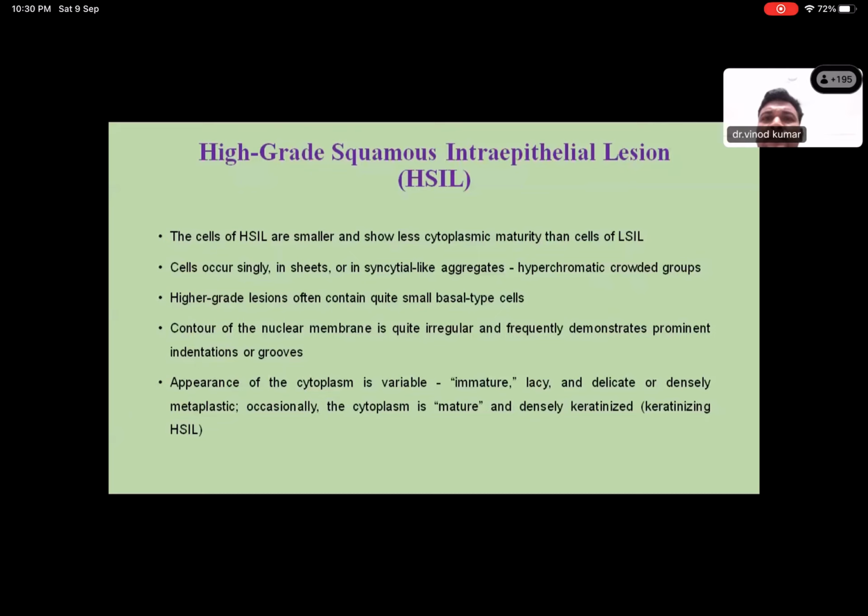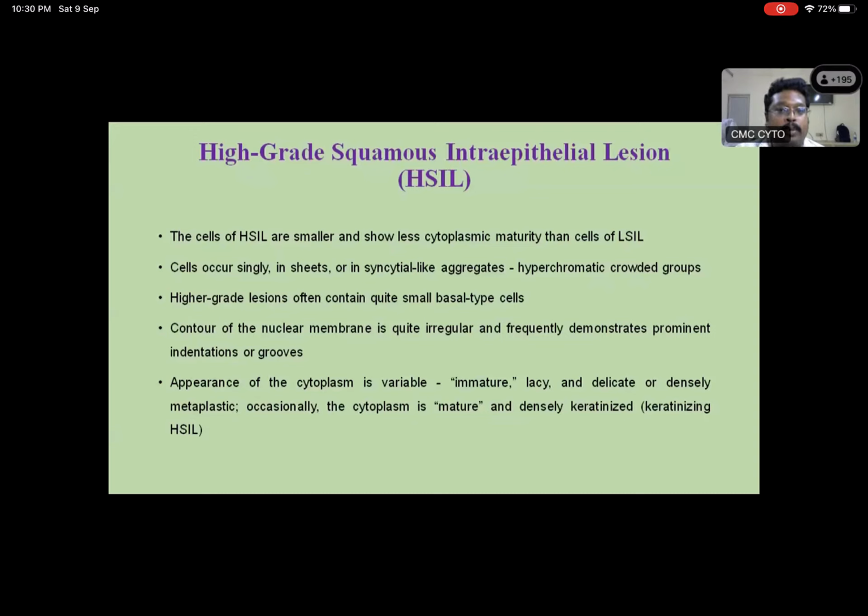Dysplasia. So what happens here is the virus integrates, the high-risk HPV DNA integrates with the host DNA and it prevents maturation of the squamous cells. Okay, so the cells no longer mature into intermediate type and superficial type cells. They just keep on proliferating and they start looking similar to parabasal type cells only. So that is the difference between L cell and H cell.